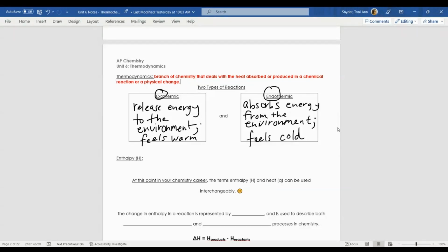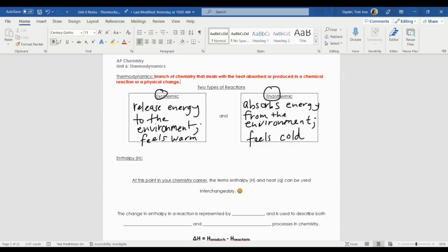So two types of reactions, they are exo or endothermic. Every type of reaction is going to be either one of those two types. The extent to how exothermic or how endothermic might be very slight, however. Something might be slightly exothermic, which means it might not feel that warm. So just something to keep in mind.